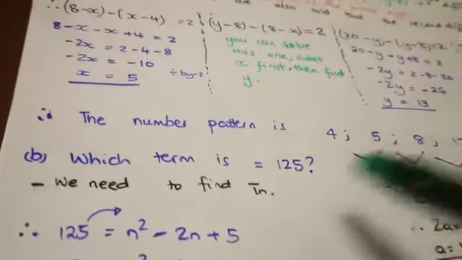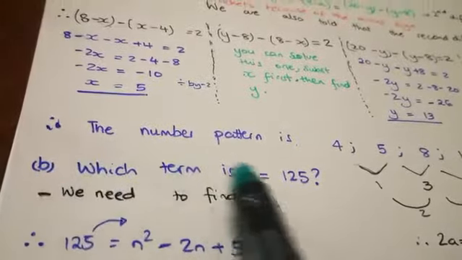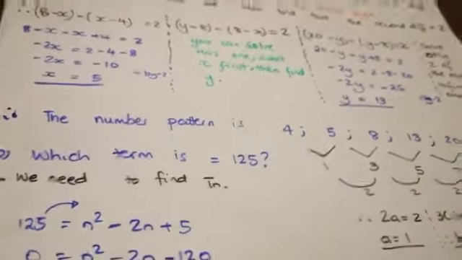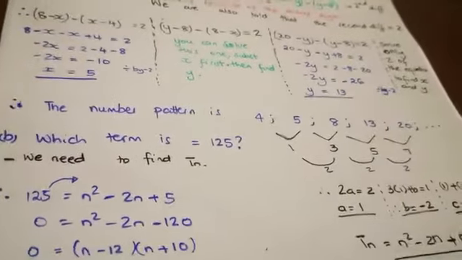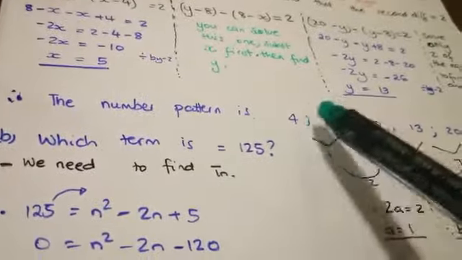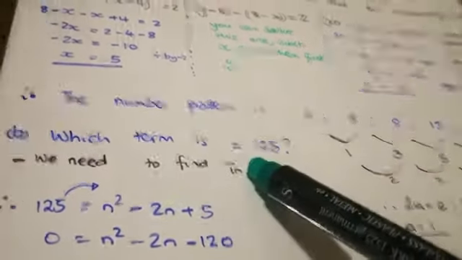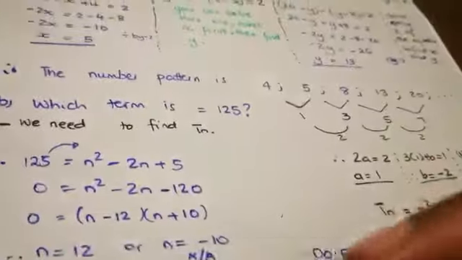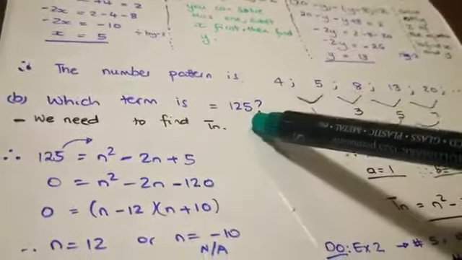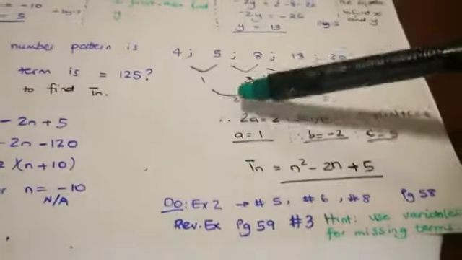Like in this case, the next question was, which term is equal to 125 of this? So what are they actually sending us to find? To find Tn. So we have to find Tn from this and then use that Tn to work backwards to find the position of 125. So this side, that's what I did.